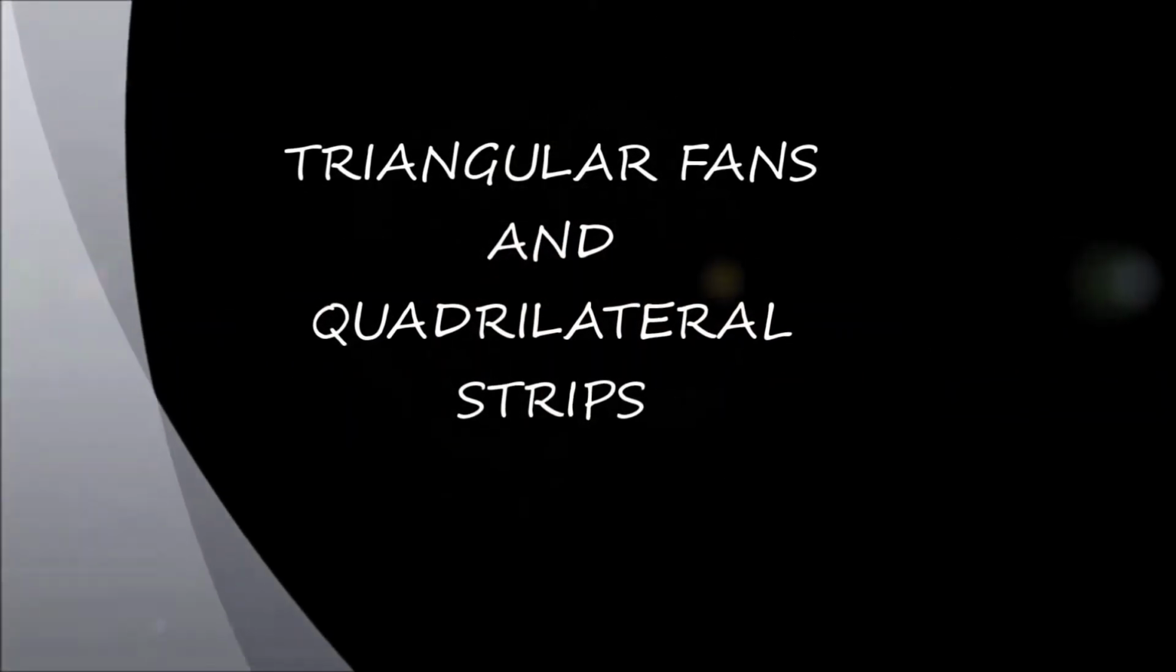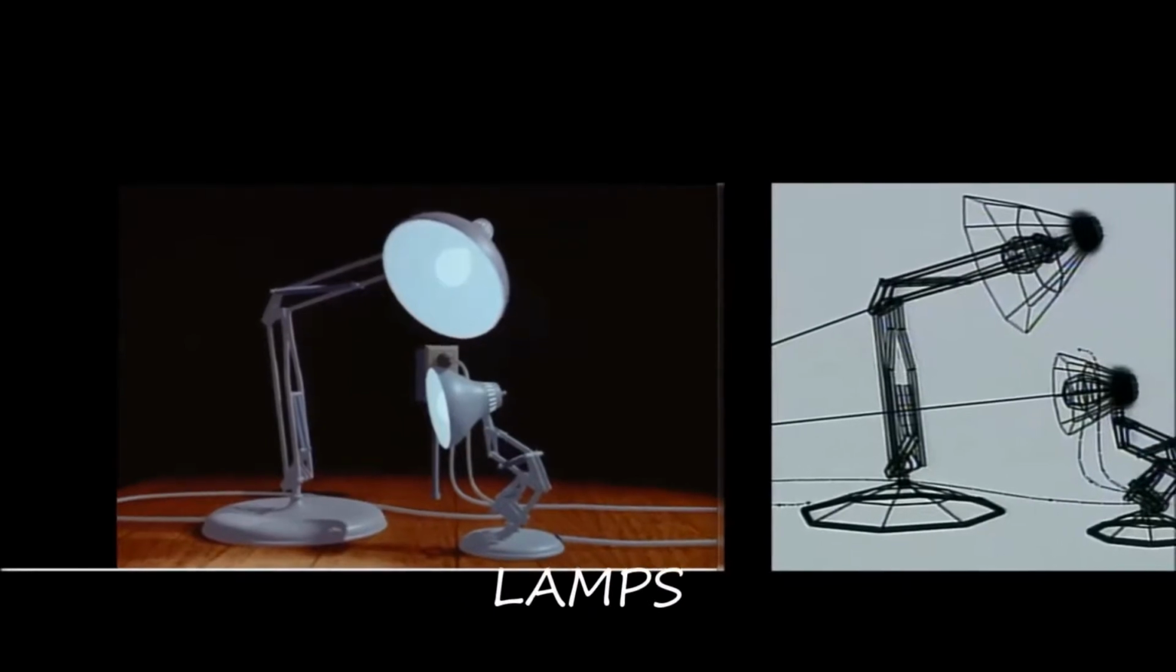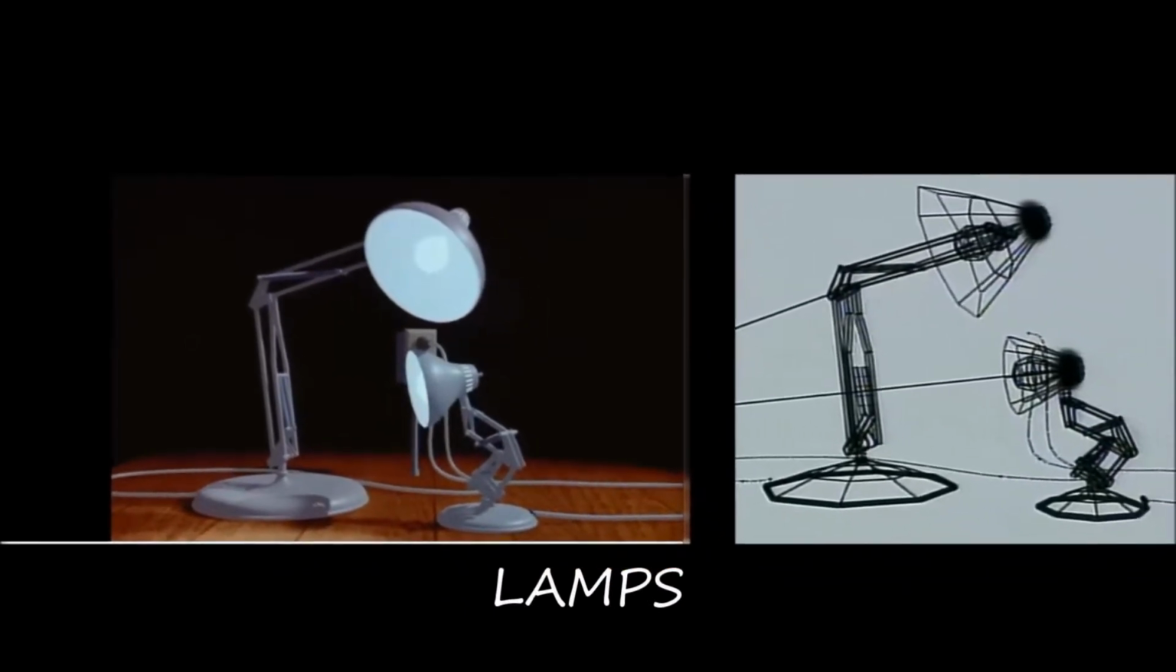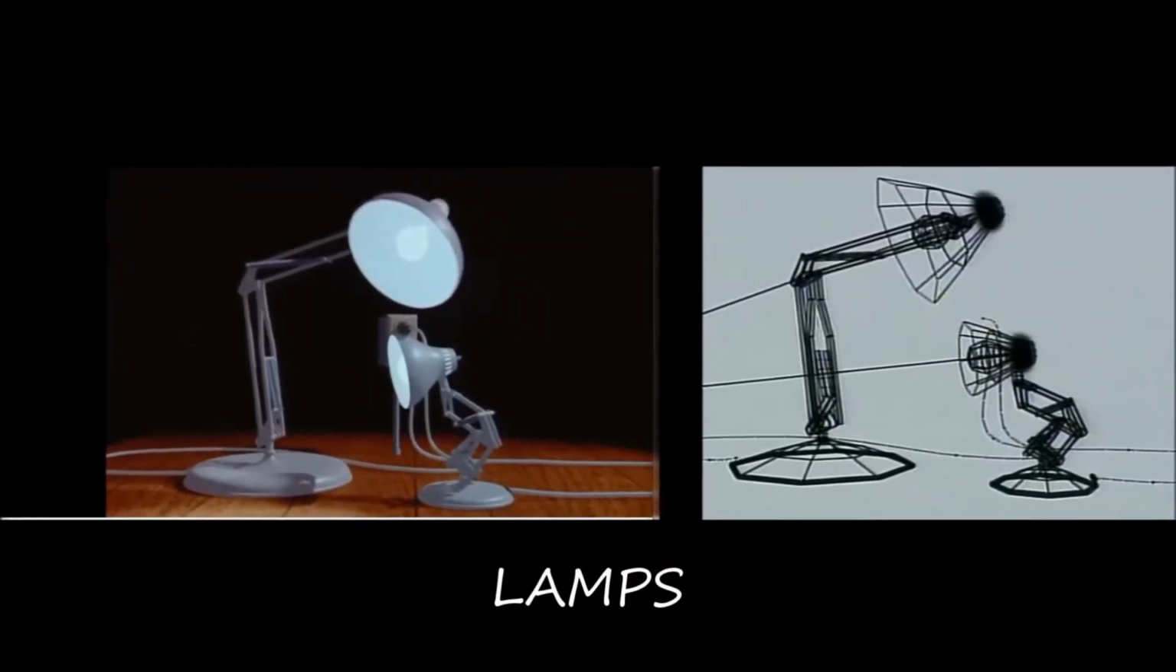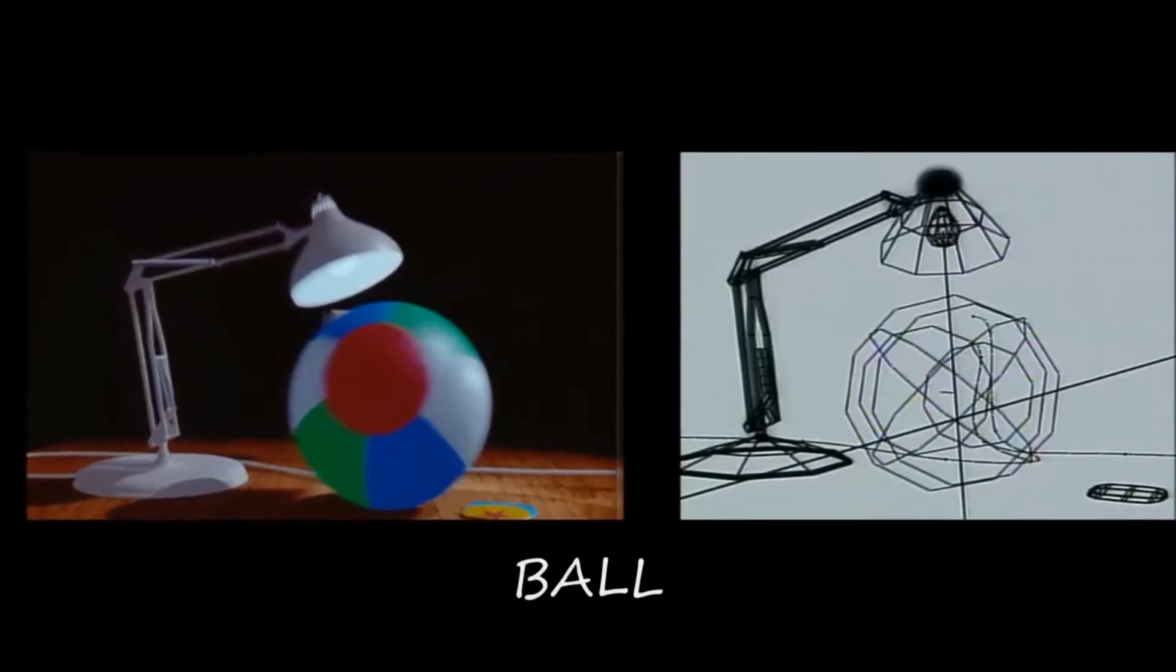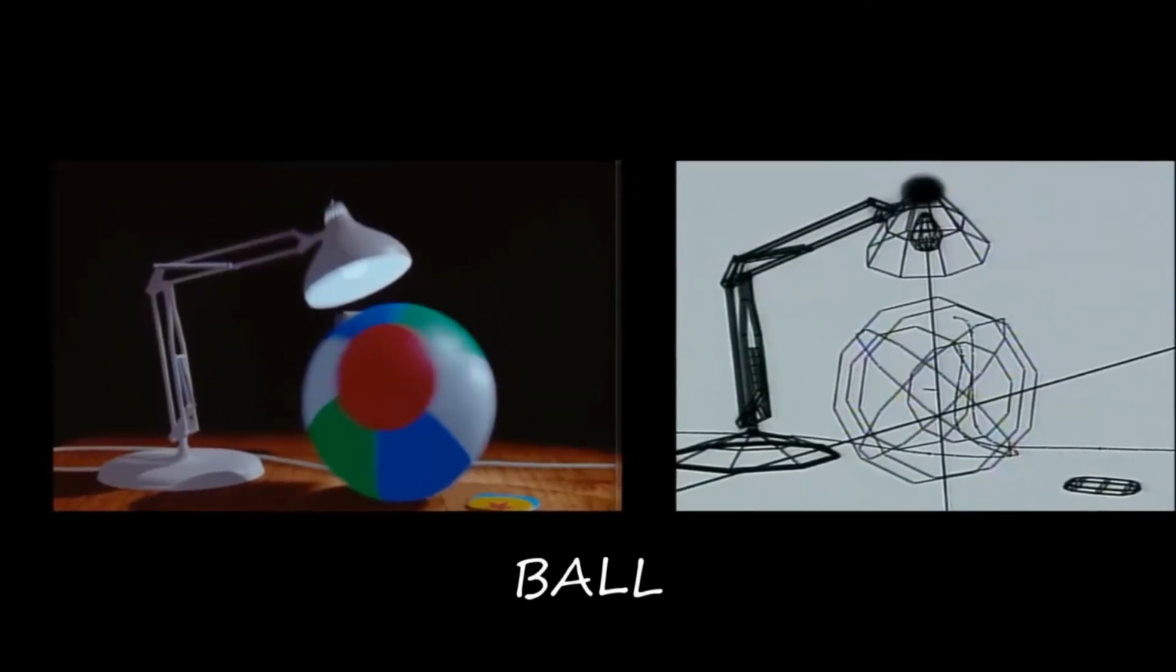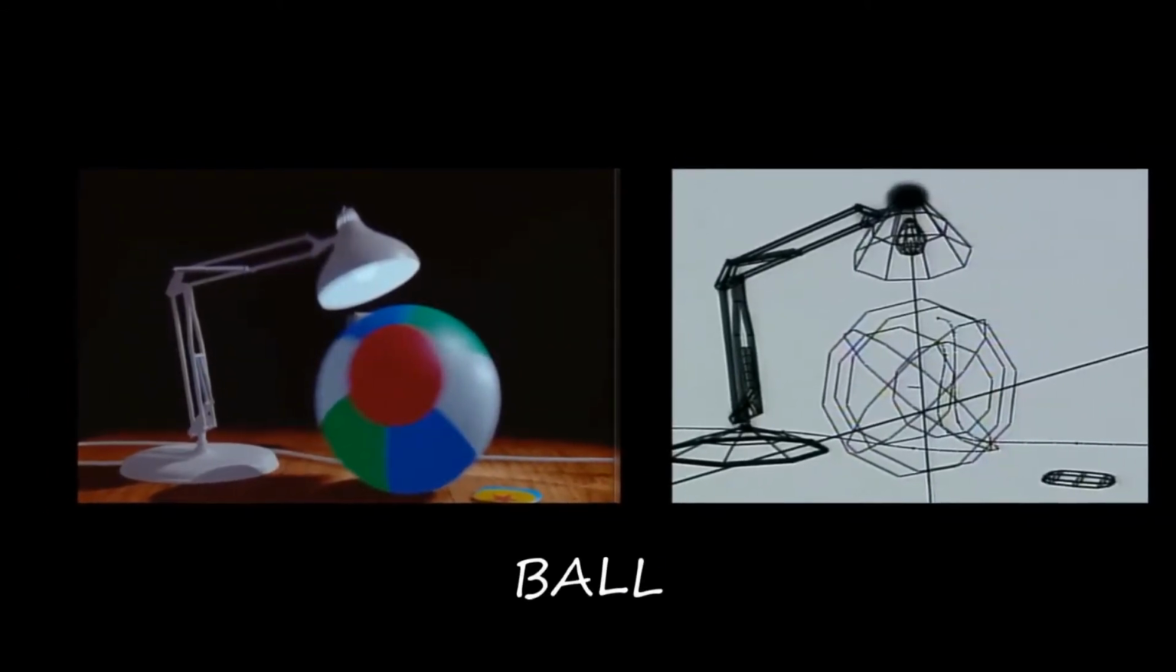Primitives used here are triangular fans and quadrilateral strips. And the objects used here are lamps. Here we can see the animated view on left and skeletal view on right. Ball. Here we also see the animated view on left and skeletal view on right.